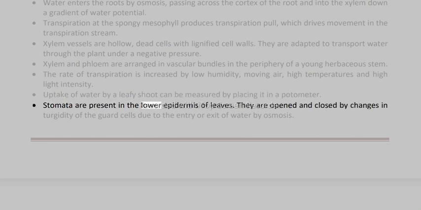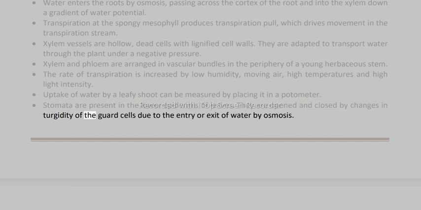Stomata are present in the lower epidermis of leaves. They are opened and closed by changes in turgidity of the guard cells due to the entry or exit of water by osmosis.